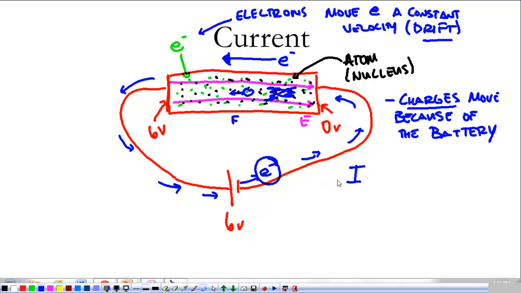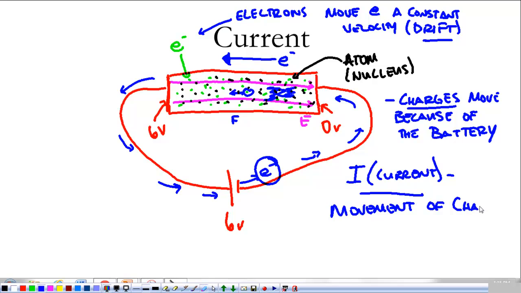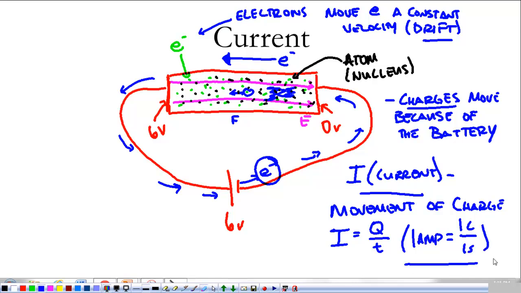Current, we use an I for current, is the movement of charge. And so a very basic formula for that is charge over time, my change in charge over my change in time. And my units for that are amps. 1 ampere is equal to 1 coulomb per 1 second. Charge and time. That's what current is.